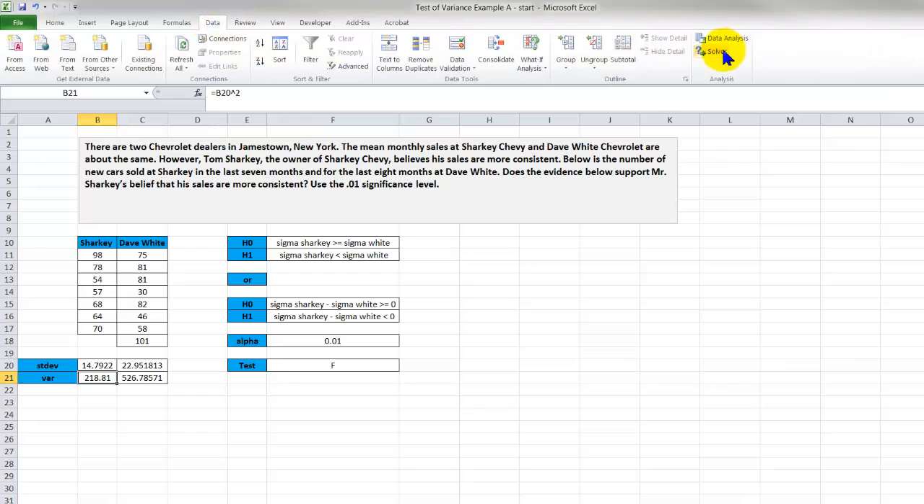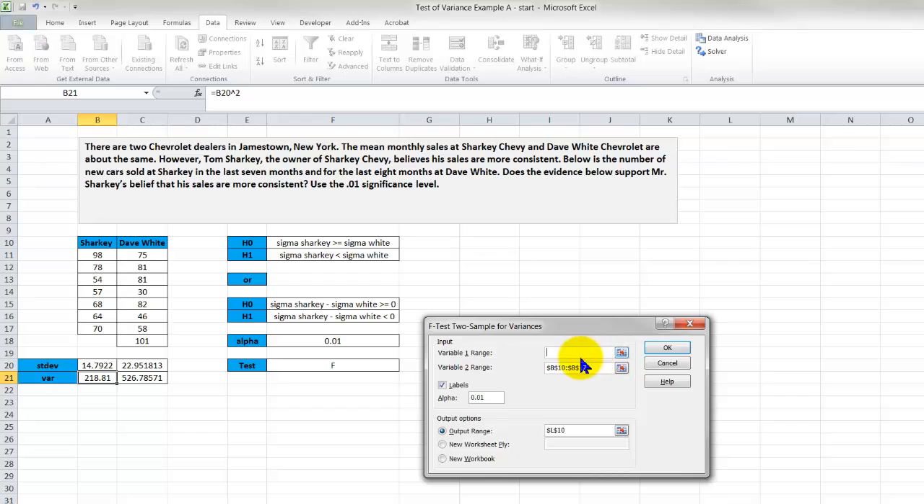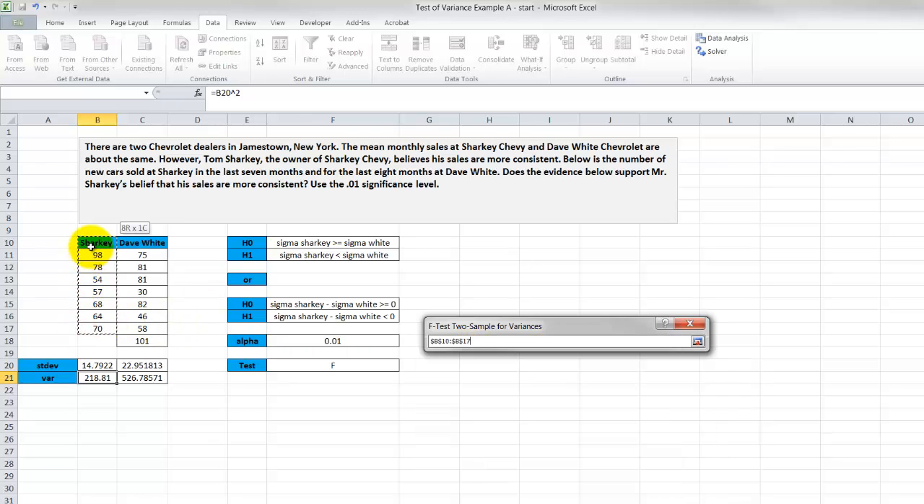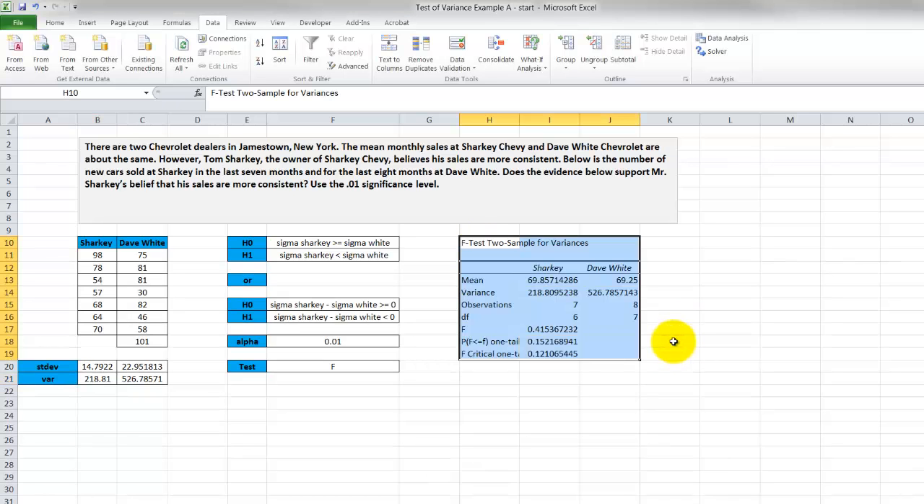Okay, let's go to data, find the data analysis, go to the F-test two-sample for variances. I'm going to delete the previous information I had in this spreadsheet. And here I'm going to put Sharky as variable 1 based on our hypothesis. I'm going to put David White as variable 2. I have labels. My alpha is 0.01. And I'm going to put this report right here for now. Now I want you to look at this.